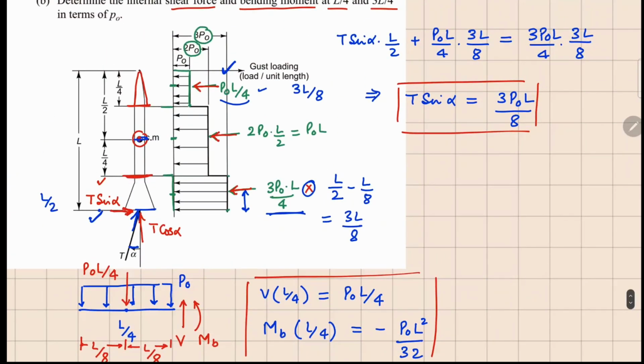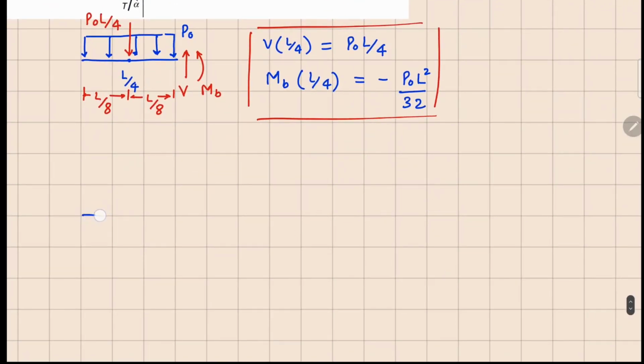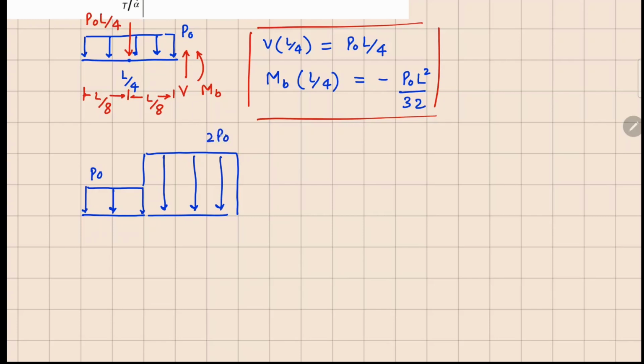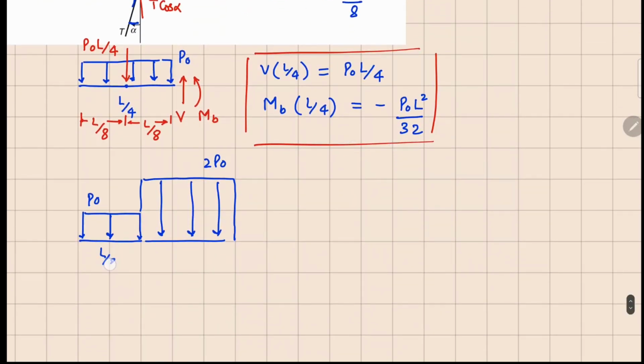Now if I go here, in this segment we are going to have this force and this force. If I draw this, for L by 4 we are going to have your P naught force, and for the next one we have 2P naught force. Now you can see the distances. This one here is acting for a distance of L by 2. So this right here is L by 4 and this one is L by 2.